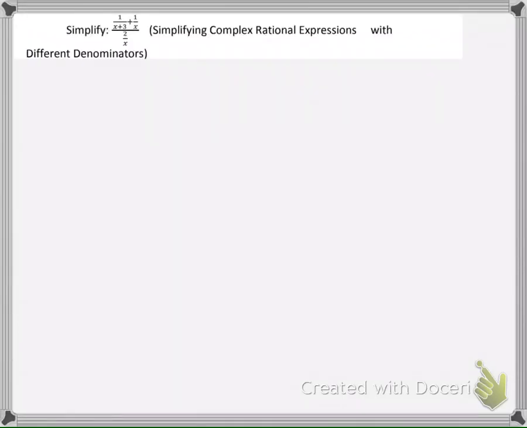Hello, my name is Michael and I work for the Math Lab, and today we're going to be trying to simplify complex rational expressions with different denominators.